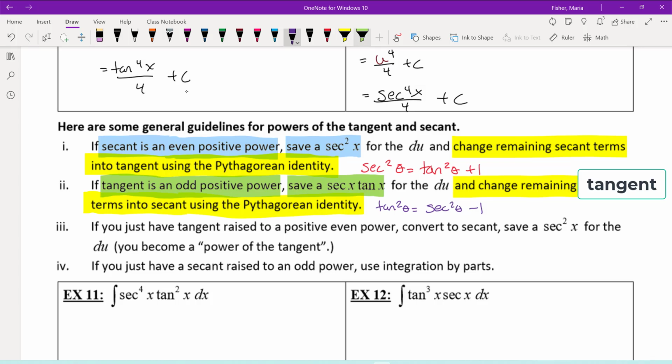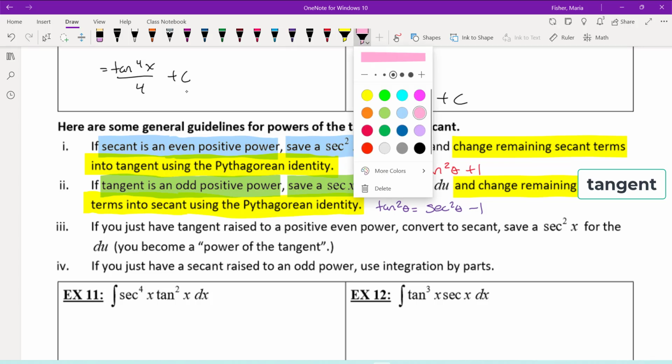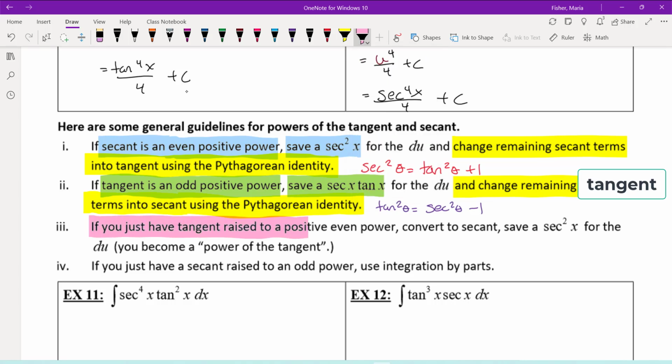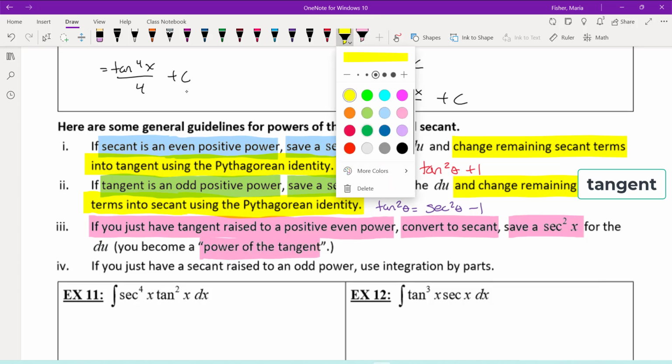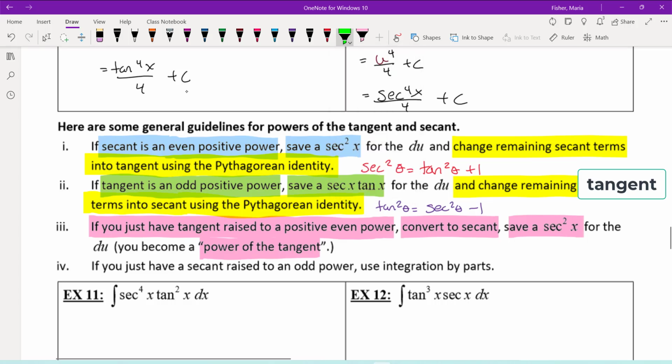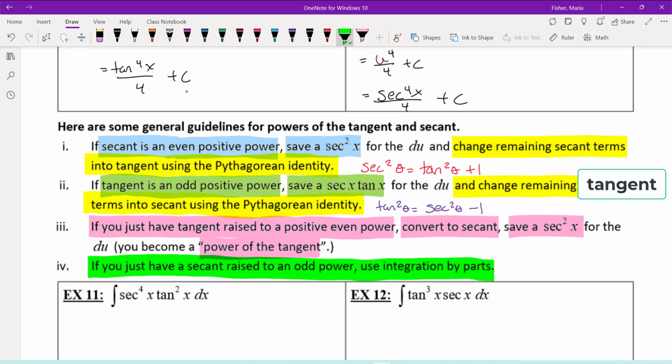If all you have is tangent all by itself raised to a positive even power, you've got to convert to secant and then save a secant squared to become a power of the tangent. And lastly, if all you have is secant raised to an odd power, you have to use integration by parts, just like we did in example 10 from section 8.2.